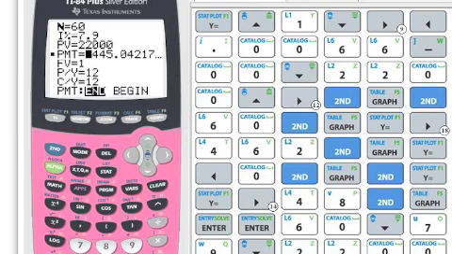On the calculator screen, you'll notice that the amount that you need to pay in order to pay it off exactly in 60 months is $445.04.